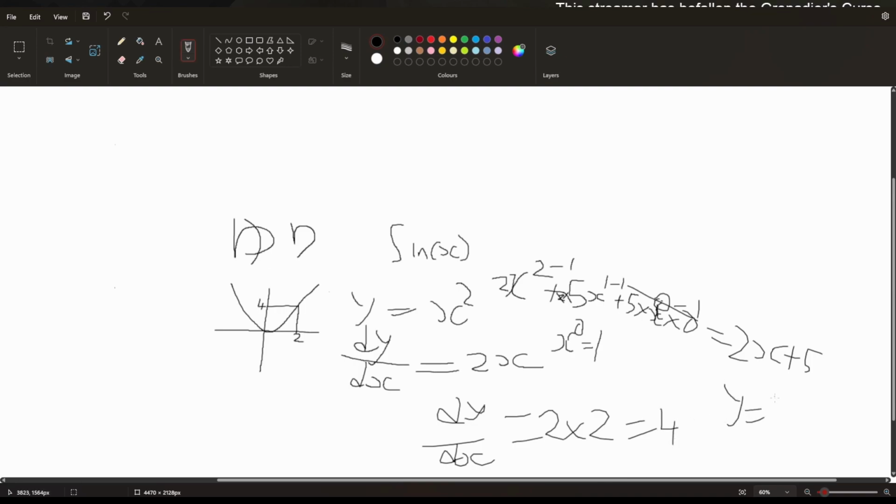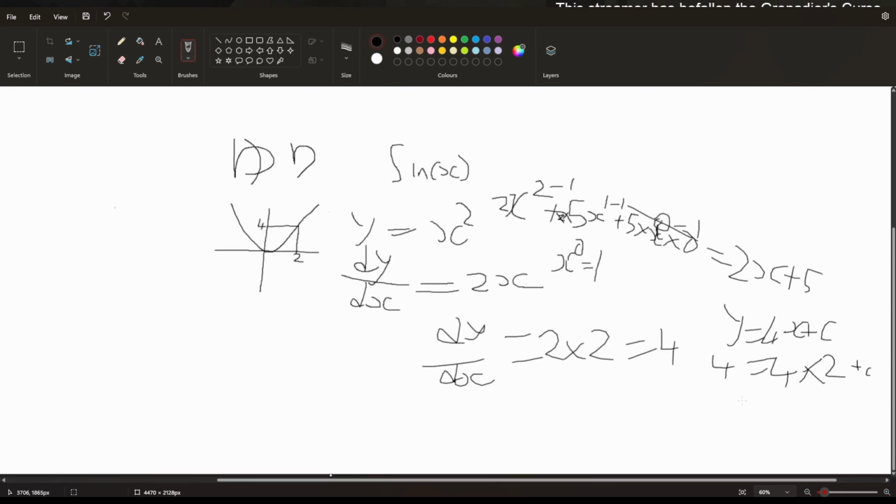So you do y equals 4x plus c. You do 4 equals 4 times 2 plus c. 4 minus 8 equals c. c equals minus 4. So the equation for the line that passes through 2, 4 and is a tangent to the curve x squared is y equals 4x minus 4. Wonderful. Exciting. Beautiful. Brilliant.